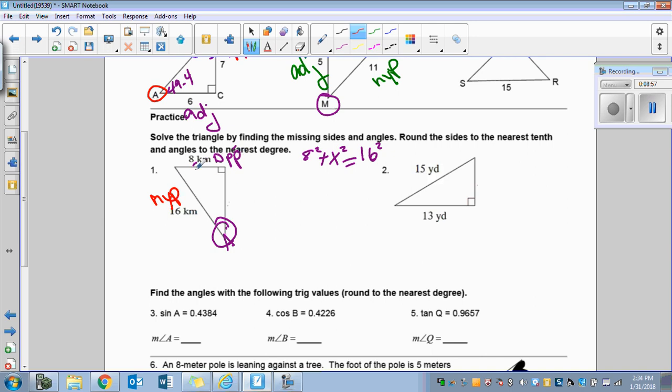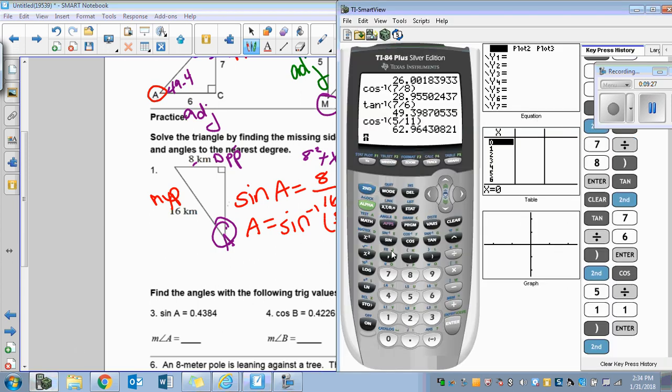Hopefully you guys have SOHCAHTOA written on your paper. And opposite and hypotenuse is sine. This is something you need to remember. Sine of angle A equals, opposite comes first, so that's 8, over hypotenuse is 16. That's still the same as 1/2, but we don't have to simplify it. So angle A is the sine inverse of 8 over 16. So let's plug that into our calculators and see what happens. So second sine of 8 divided by 16.